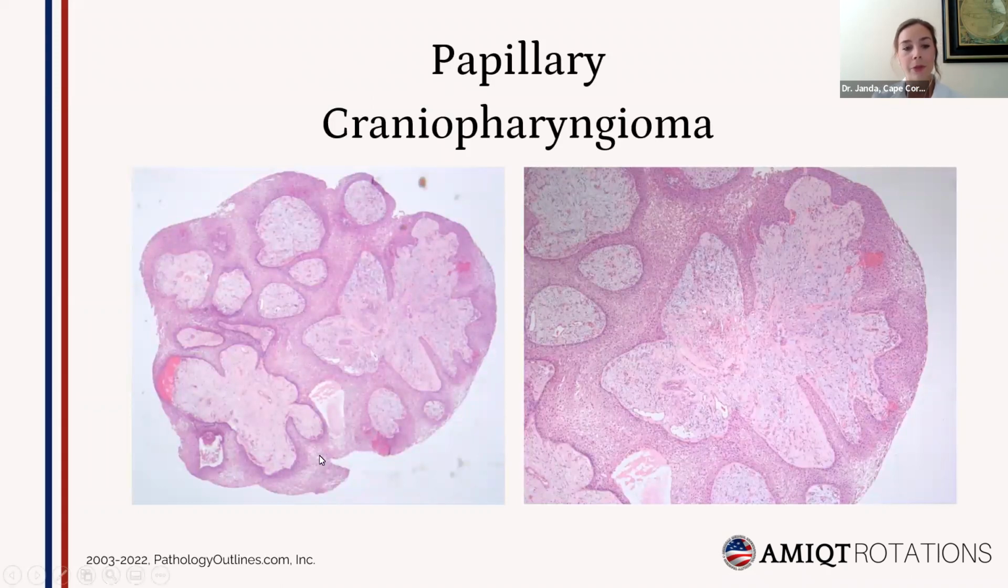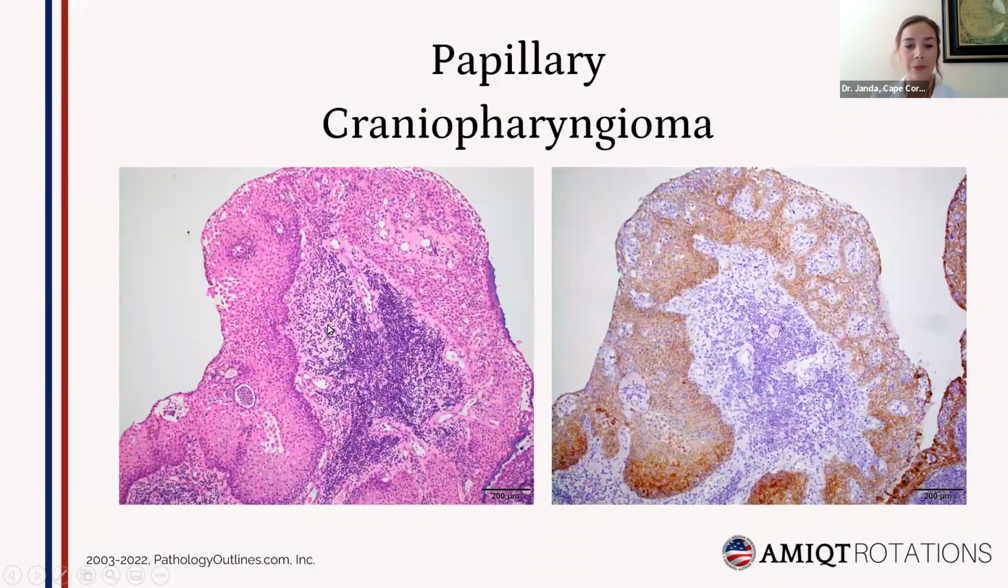Okay, here on the left picture, you can see very nicely that cauliflower-like appearance. And if we zoom in a bit on that fibrovascular core right here, you can see that it's surrounded by those very monomorphic squamous epithelium.